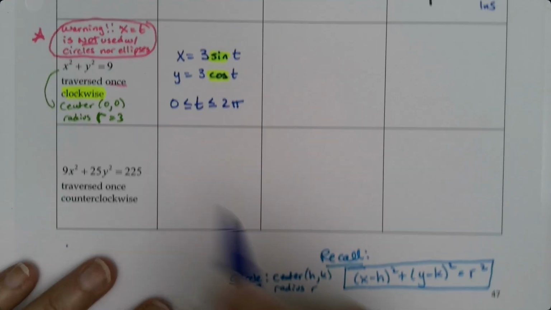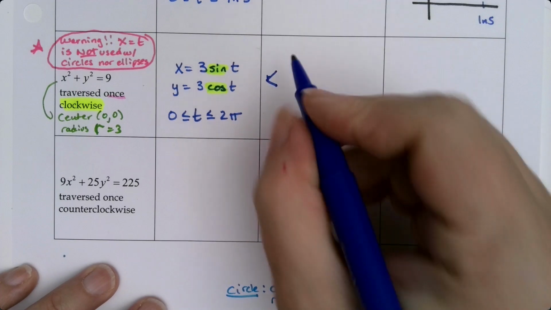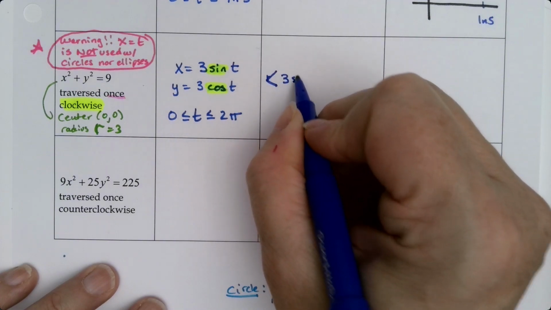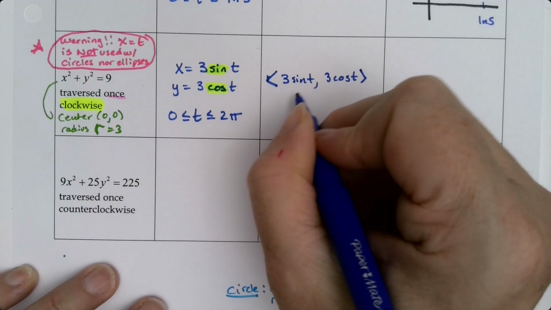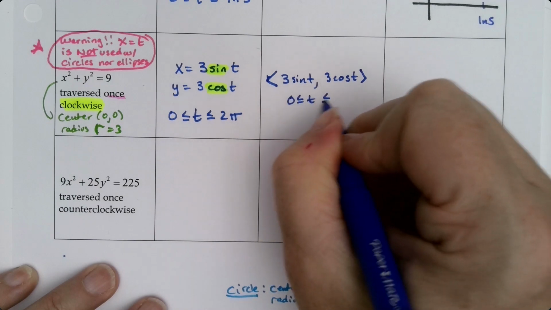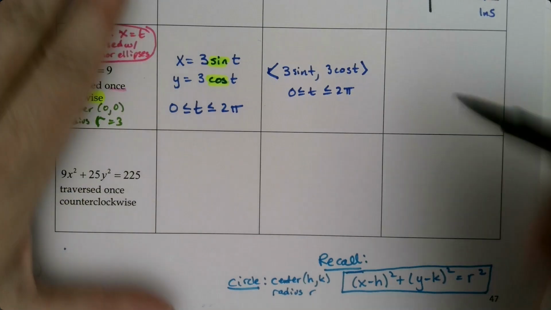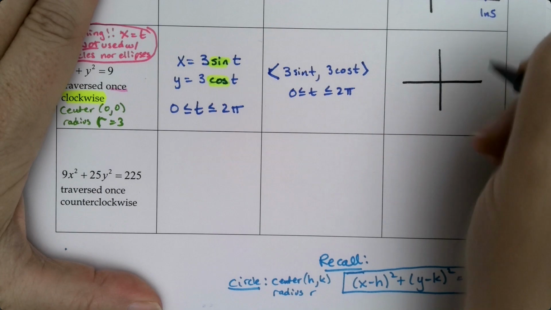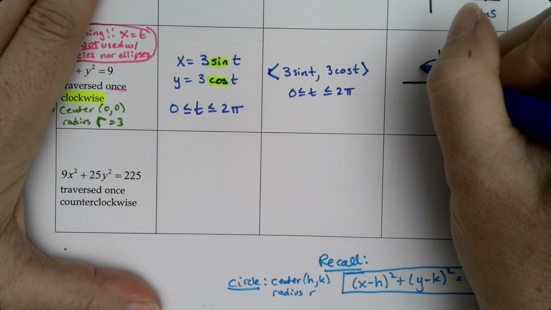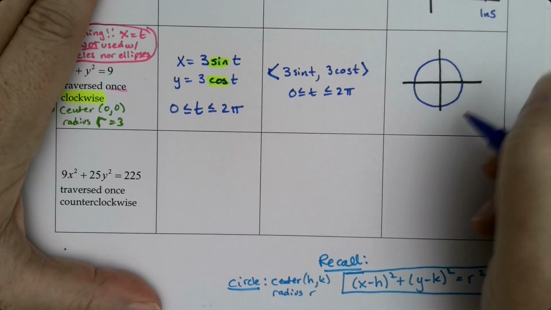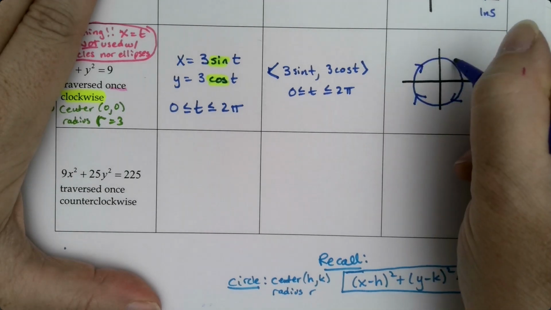All right, so in vector valued form, we just write it with vector notation. So you get 3 sine t, 3 cosine t, with 0 is less than or equal to t, which is less than or equal to 2 pi. Okay, so when I draw the circle, I have my coordinate axes right here. I'm going to draw the circle. I'm not actually going to draw it in a clockwise direction because I'm not good at drawing circles in a clockwise direction. So it's going this way. It's going clockwise.